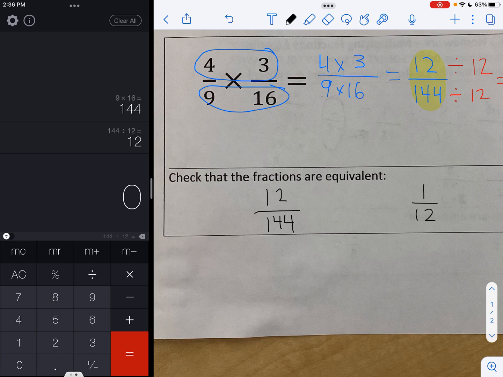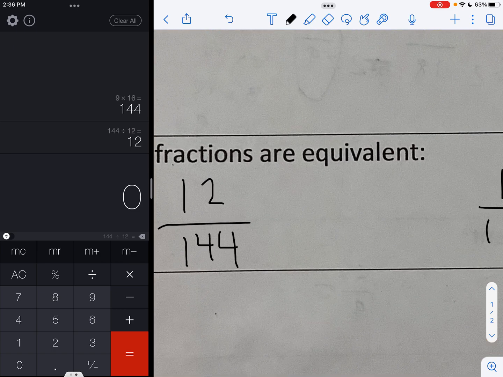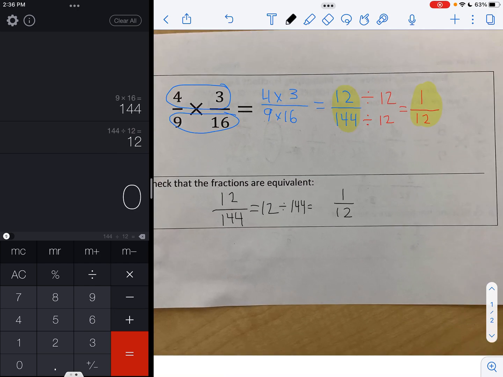I'm not going to do the math for you, but I'll get you set up. 12 over 144 is 12 divided by 144. And you can put that into your calculator and do the same thing with 1/12. If the decimal that you get when you put 12 divided by 144 into your calculator is the same decimal as when you put 1 divided by 12 into your calculator, then you know that these two fractions are equivalent and you simplified correctly.